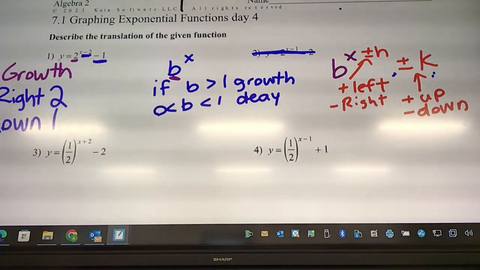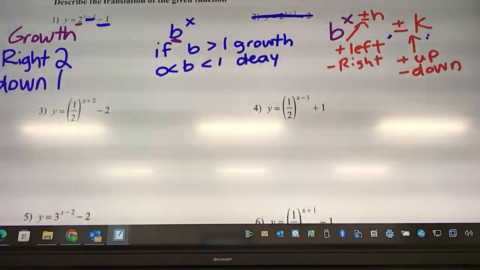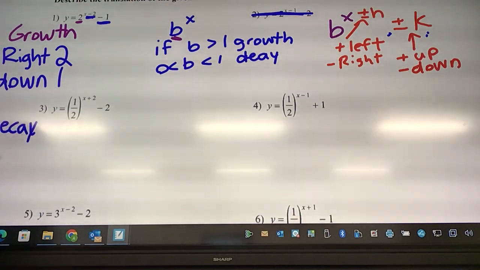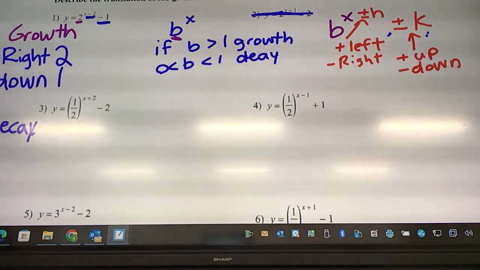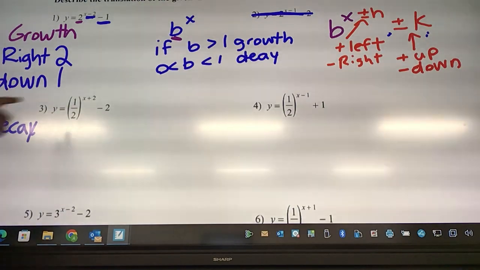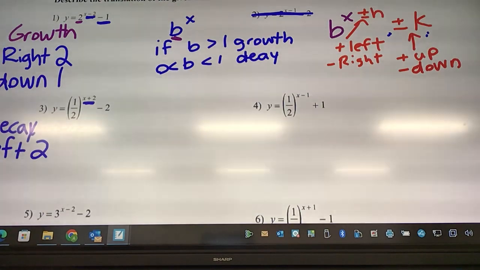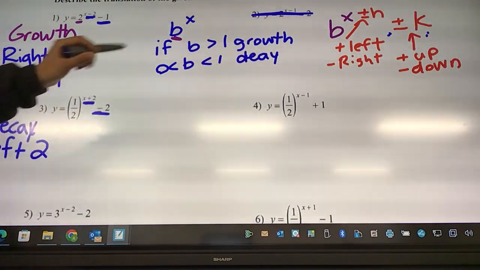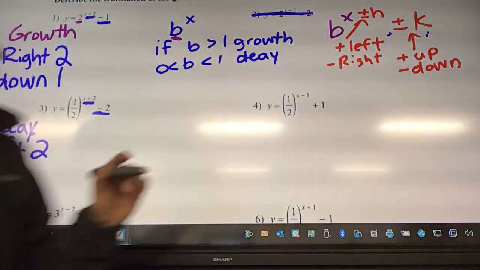Look at number 3. Is it growth or decay? Decay. What number are we looking at? 1 over 2. So it's going to be decay. Then we're looking at the exponent. I got a plus 2 up here. What does plus tell us to do? Left. Left how many? 2. Then we're looking here. What does a minus do? Down. We're on the very last one. Down 2.